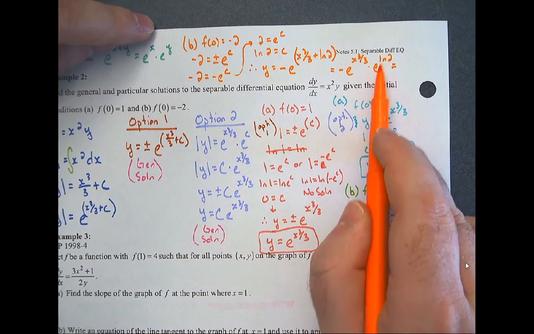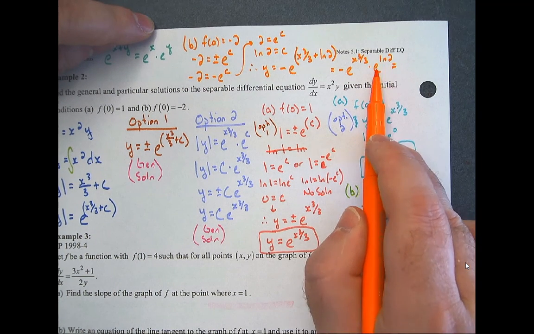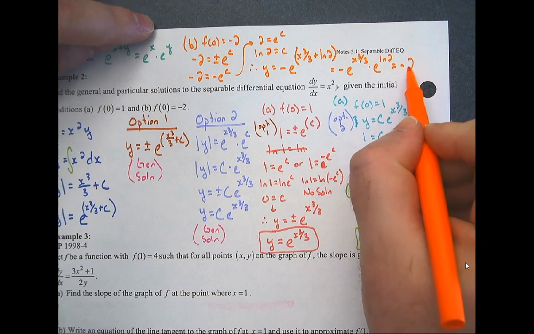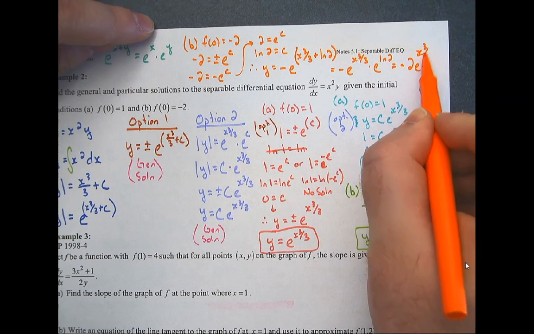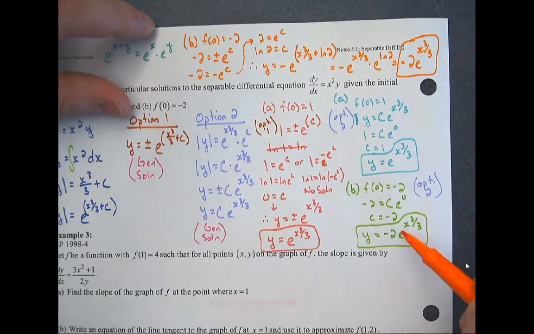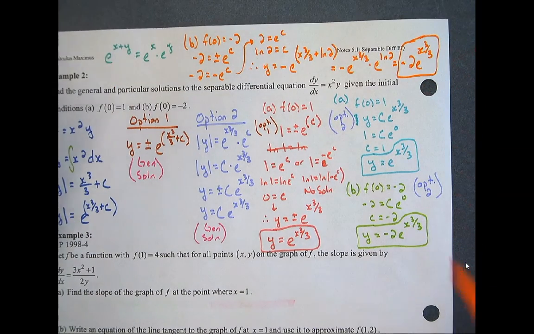What's e to the natural log going to do? They're going to cancel, so I'm going to have a 2 here. What's 2 times a negative? Negative 2 e to the x cubed over 3, which is the same equation.